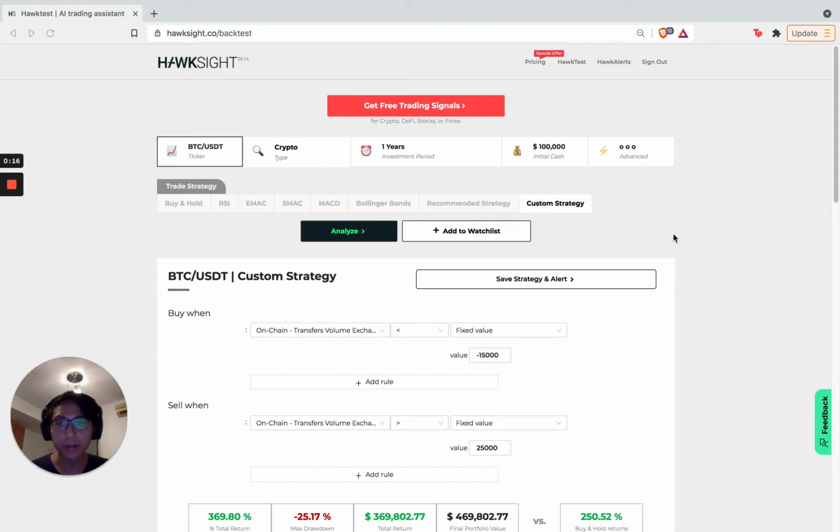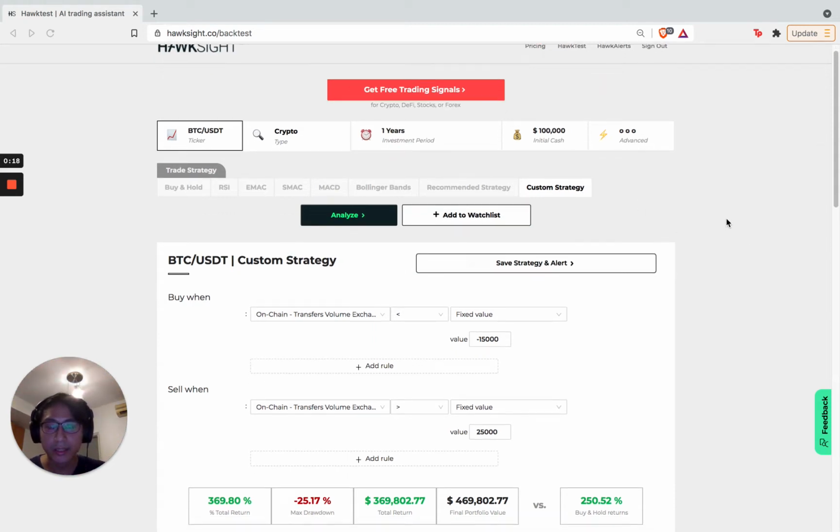So we are very excited to share that we now support on-chain trading indicators. For those not familiar, on-chain trading indicators are indicators that are derived directly from blockchain data. This is very relevant, especially for crypto investing. And for now, these indicators are more focused on flows for Bitcoin.